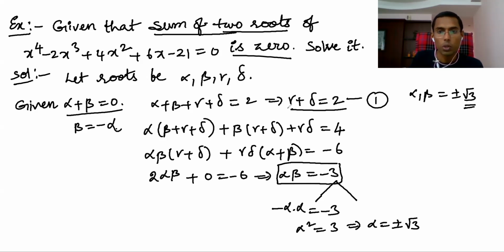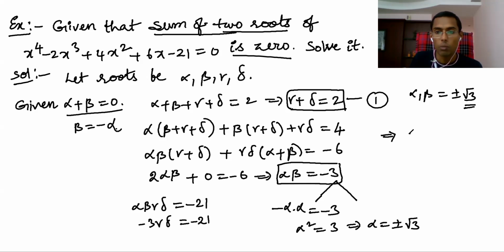Now next, we also have the product of the 4 roots, alpha beta gamma delta, which is minus 21. I know alpha beta is minus 3, so minus 3 into gamma delta is minus 21. From this, gamma delta is 7. From these two you can solve.